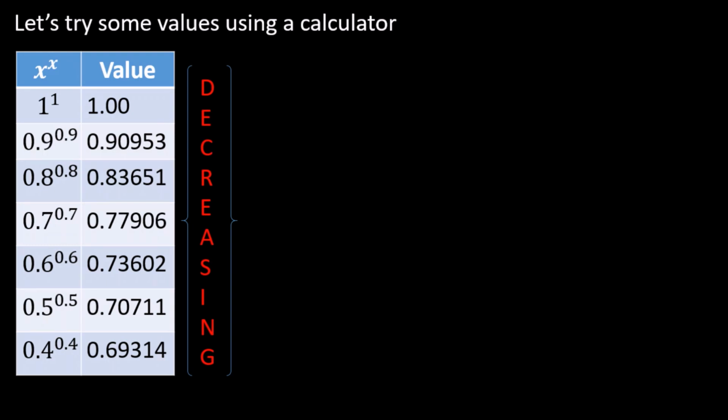Let's try some values using a calculator. We have x in the first column, and in the second column we have the value of x to the power of x. 1 to the power of 1, so we have our x here as 1. 1 to the power of 1 is equal to 1. Now if we have 0.9 to the power of 0.9, then we get 0.90953. If we have 0.8 to the power of 0.8, we will get 0.83651. We will continue this, 0.7 to the power of 0.7, until we reach 0.4 to the power of 0.4. Now the values are listed. As you notice, the values have a trend. The values are decreasing.